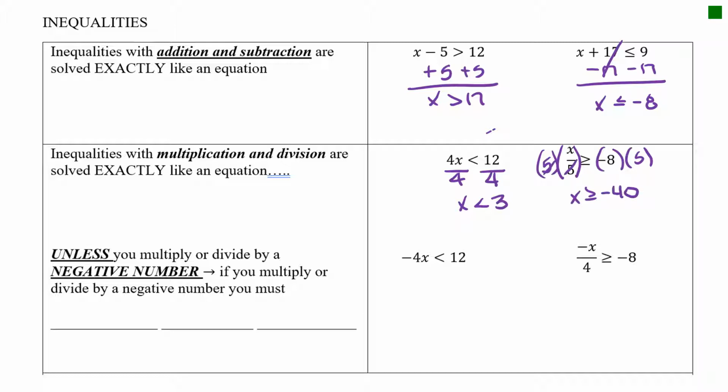Here's where the big but comes in. I like big buts and I cannot lie. Okay, if you multiply or divide by a negative number, you have to... look at that, I said that twice. If you multiply or divide by a negative number, you must, write this down, flip the sign. Okay, let's take that exclamation point off. Flip the sign.